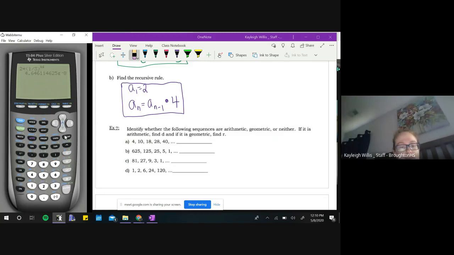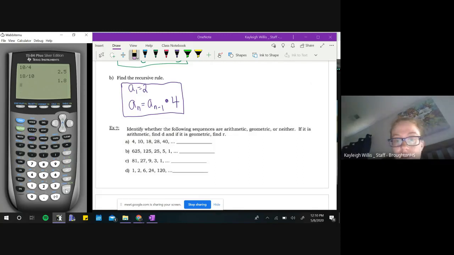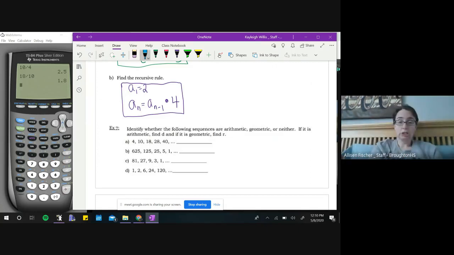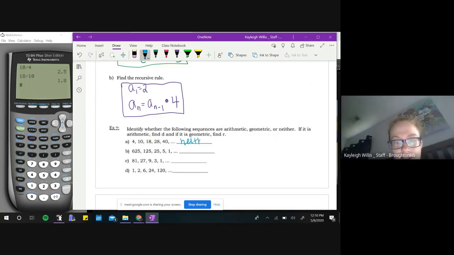So I'm going to check geo. I'm going to do 10 divided by 4. That gives me 2.5. And then if I do 18 divided by 10, ooh, that's not the same common ratio. So this is neither. Good. So that one's neither.